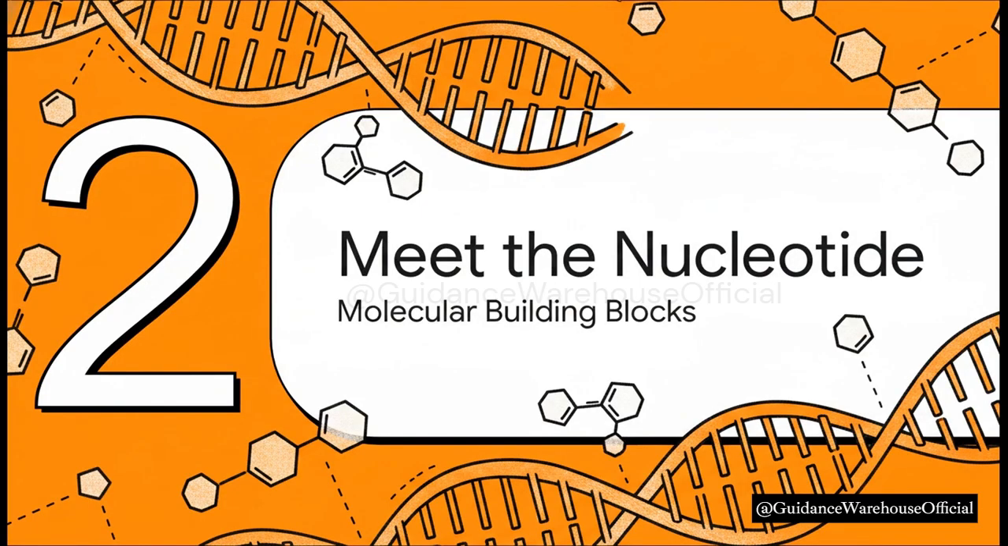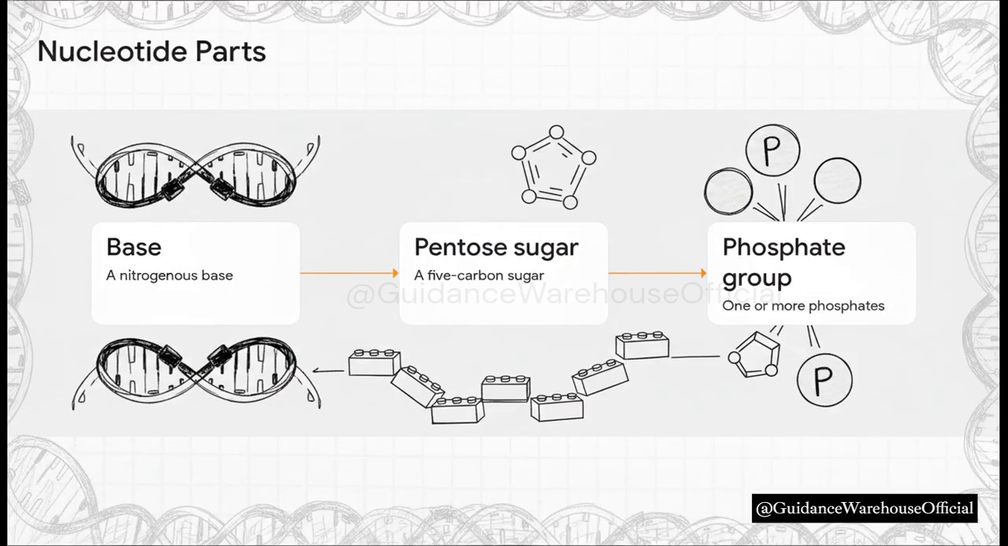Moving right along to Section 2, let's meet the nucleotide, the molecular building blocks. Now that we've got the macro picture of the genome, let's zoom way in and look at the tiny monomers that build these massive chains. DNA and RNA are what we call polynucleotides, meaning they are basically long chains made of individual links, and those individual links are nucleotides. And every single nucleotide building block is assembled from three very specific parts.